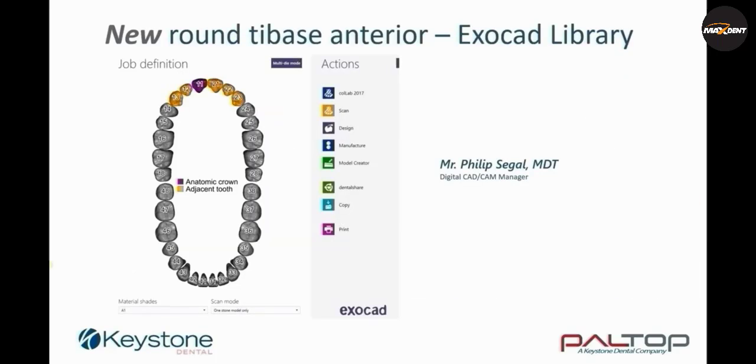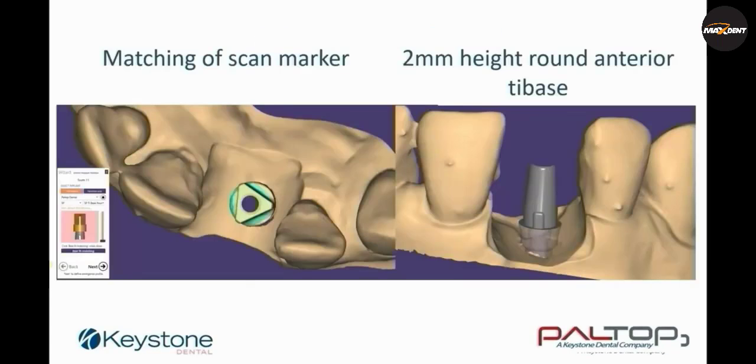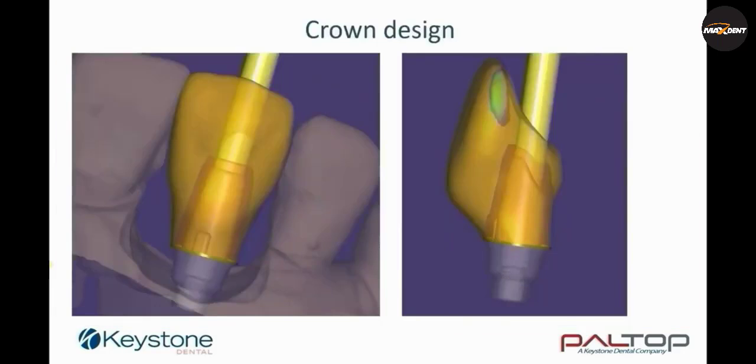Here we'll review the design of an anterior crown using Exocad. Following the job definition, the model and the scan body are scanned with an optical scanner. The scan body is matched in the software, and a 2 mm height round anterior tie base is chosen. Now the crown design can be completed.